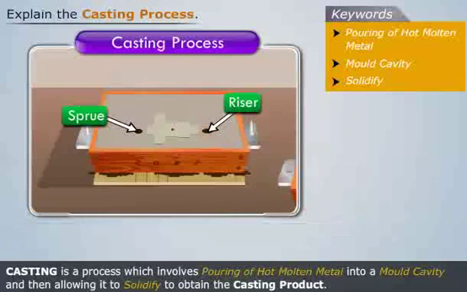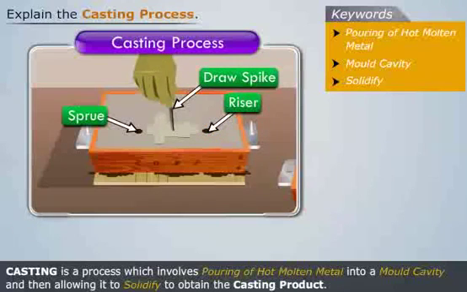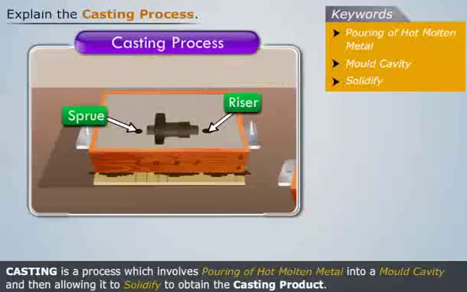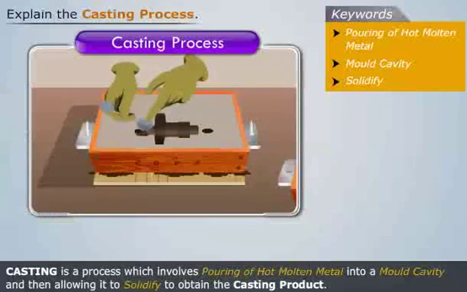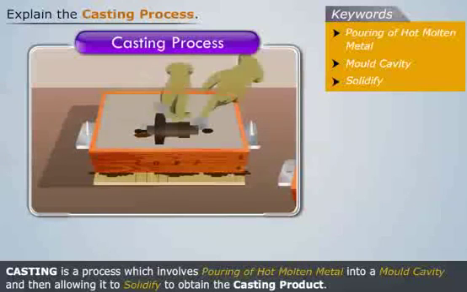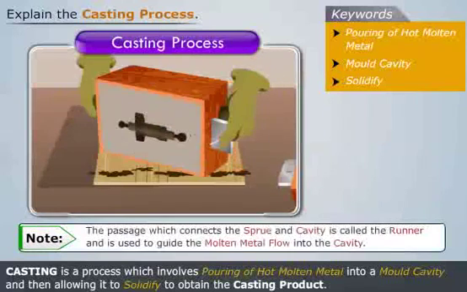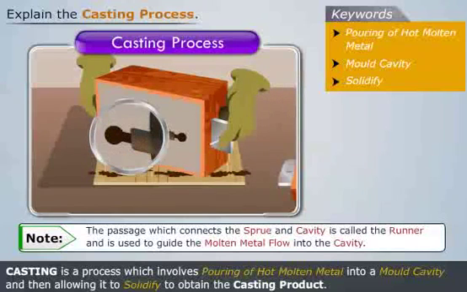Then use the draw spike to pick the pattern out of the sand from the drag and cope. The shape left in the mold is called the cavity. Then make a passage between these holes and cavity with the help of a spoon slick. Note that the passage which connects the sprue and cavity is called the runner and is used to guide the molten metal flow into the cavity.